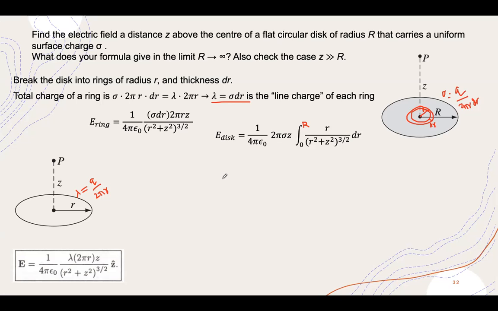Okay, and this integration is easy to do. You can put r square plus z square equal to some quantity u, and then 2r dr is equal to du, and you just substitute r dr equal to that quantity, and it is going to reduce as this. Okay, which is very simple to understand. So by having this, you then have to substitute the values. The initial value is 0, the final value is R. So once you substitute this, you're going to get the electric field of a disk very easily.